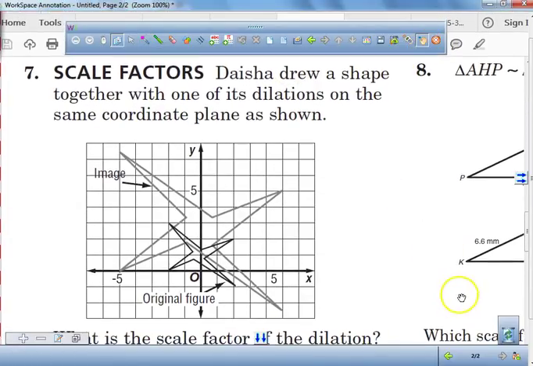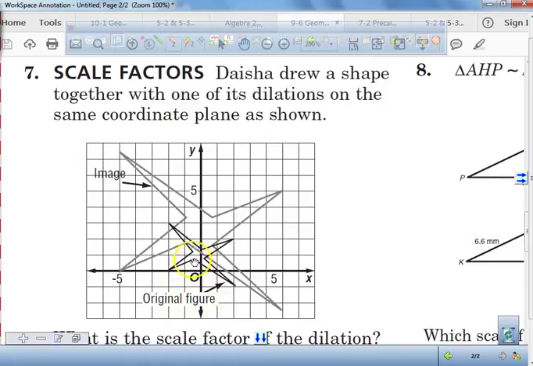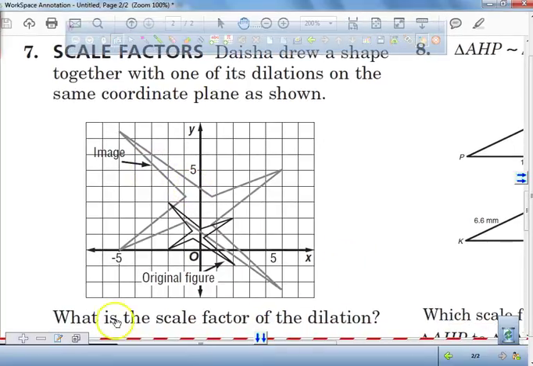In this irregular looking shape, we have the original image. You'll notice the original image is the smaller image. All right? And the new image is much larger. And what are we trying to find? We're trying to find what is the scale factor.